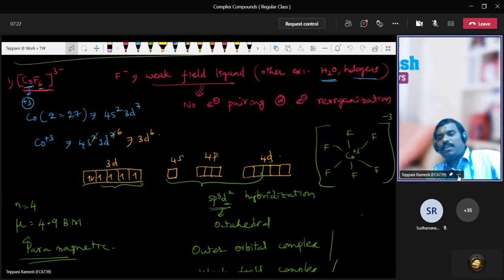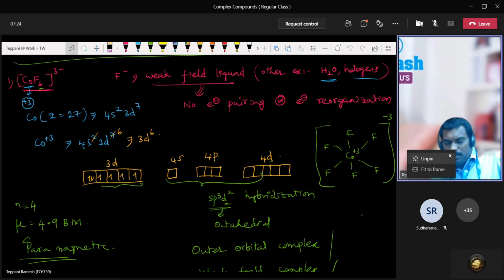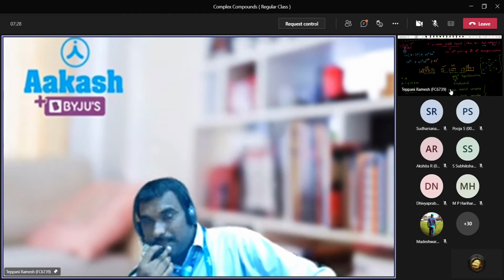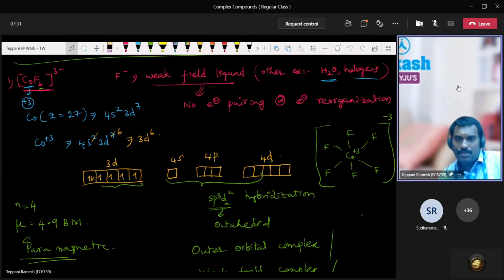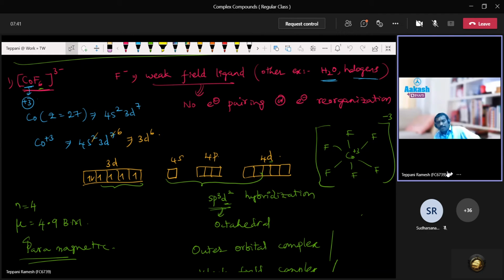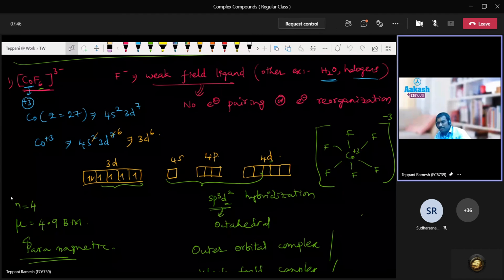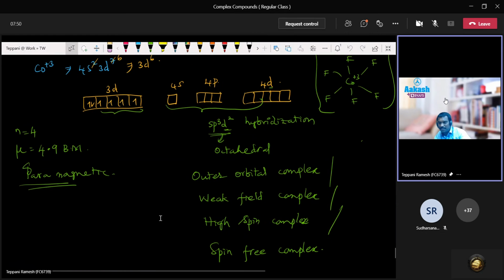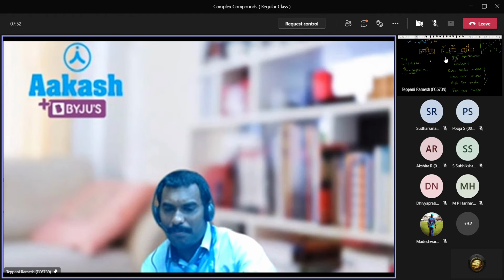CoF6 3 minus, fluoride ion is a weak field ligand. No electron pairing or electron reorganization against Hund's rule happens. So 6 ligands approaching, 6 vacant d orbitals. In the outer shell, d orbitals are utilized, sp3d2. So 4 unpaired electrons, 4.9 Bohr magneton, paramagnetic, structure octahedral. Outer orbital complex, weak field complex, high spin complex, spin free complex. All the names you can give.